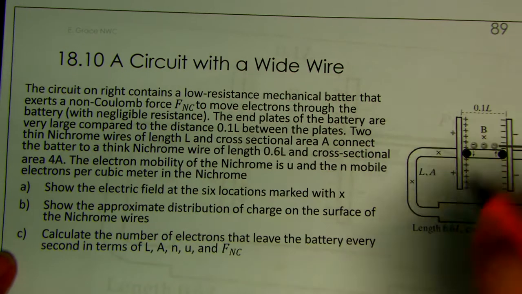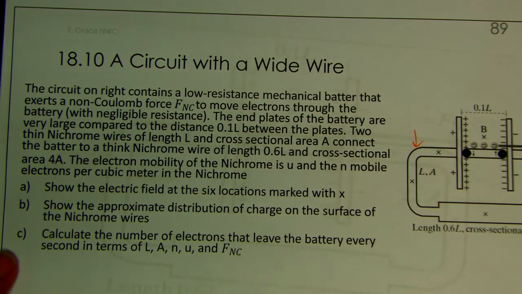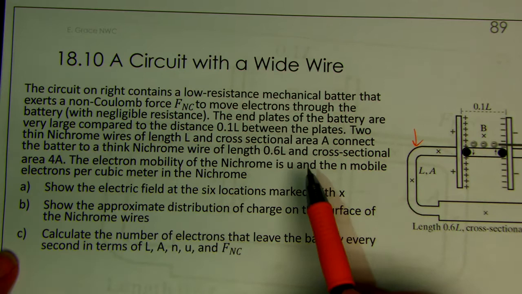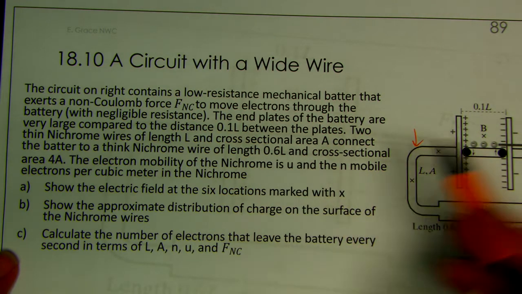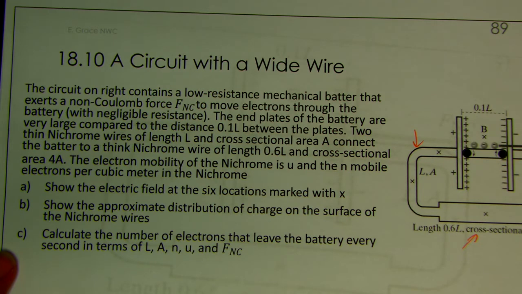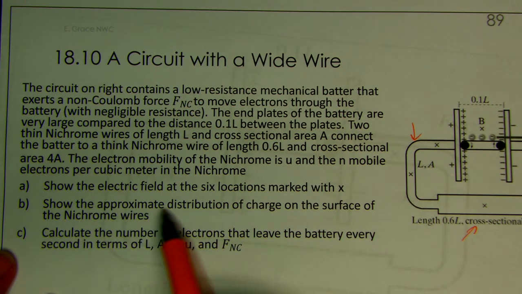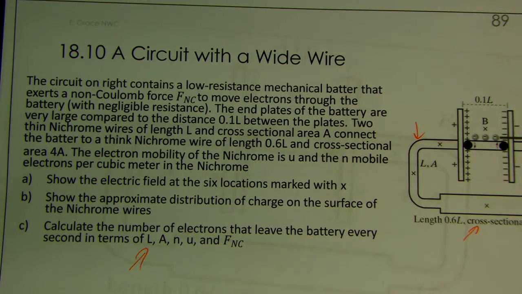Two thin nichrome wires of length L, so here and here, and cross-sectional area A connect the battery to a thick nichrome wire of length 0.6 L right here, and a cross-sectional area 4A. The electron mobility of nichrome is U, and the N is the mobile electrons per cubic meter of nichrome. So we want to look at the electric field at 6 locations marked with X. We want to show the approximate distribution of charge on the surface of the nichrome wires, and then we're going to calculate the number of electrons that leave the battery every second in terms of L, A, N, U, and non-Coulomb force.